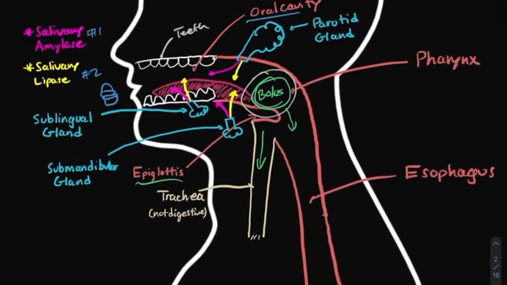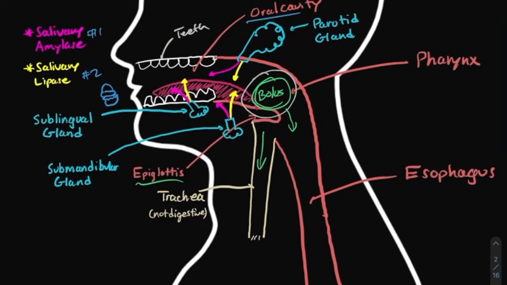First of all, it begins the process of digestion through saliva, but then also we're able to form this bolus that's actually going to be traveling down the rest of our digestive tract.